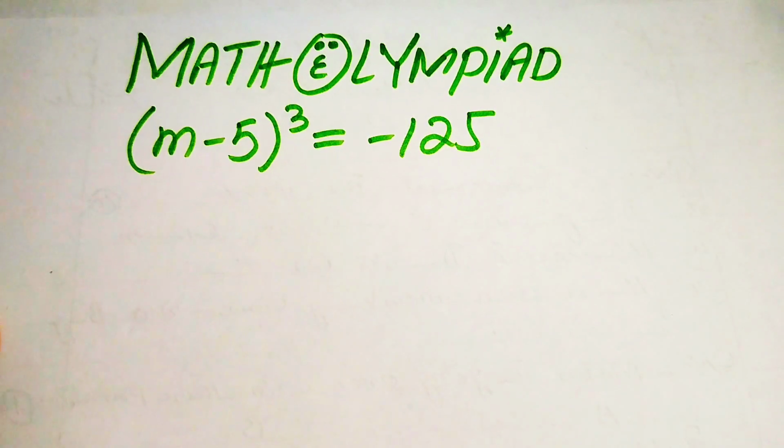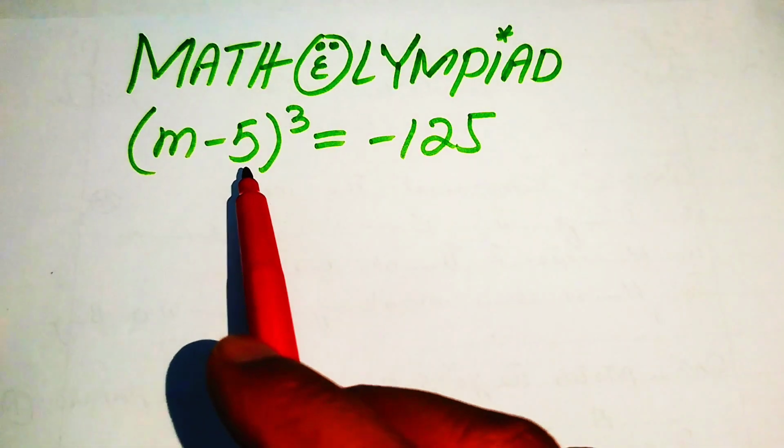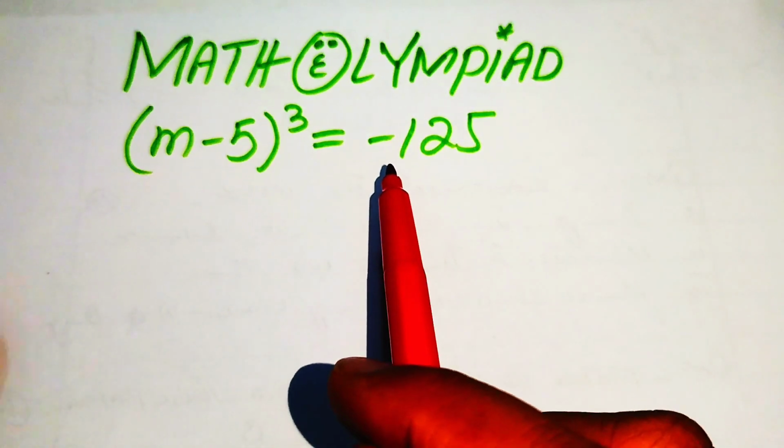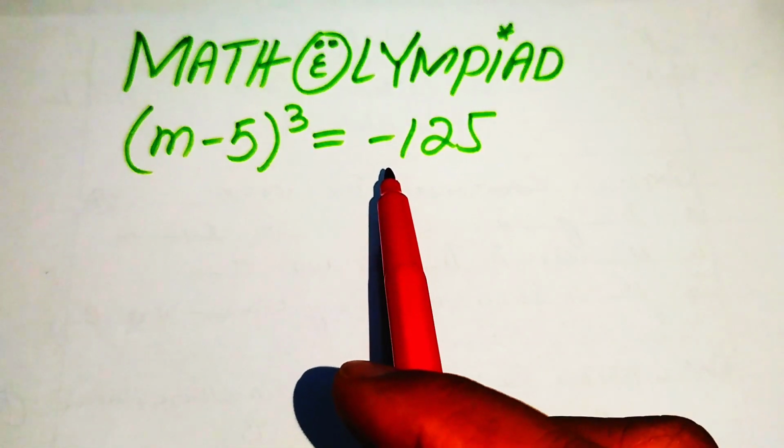Hello everyone, welcome to solve this nice math Olympiad algebra problem. And here we have (m - 5)^3 = -125.